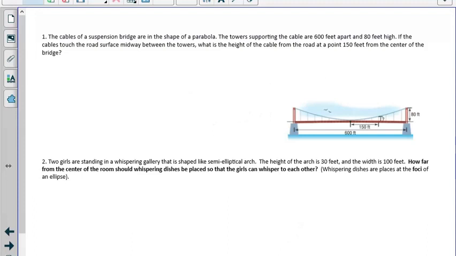Problem 1, the cables of a suspension bridge are in the shape of a parabola. The towers supporting the cable are 600 feet apart and 80 feet high. If the cables touch the road surface midway between the towers, what is the height of the cable from the road at a point 150 feet from the center of the bridge?